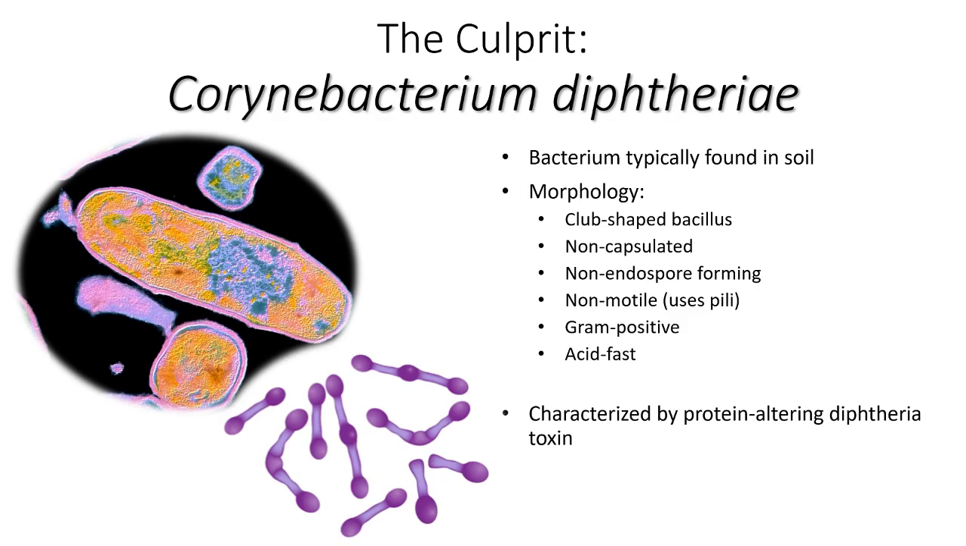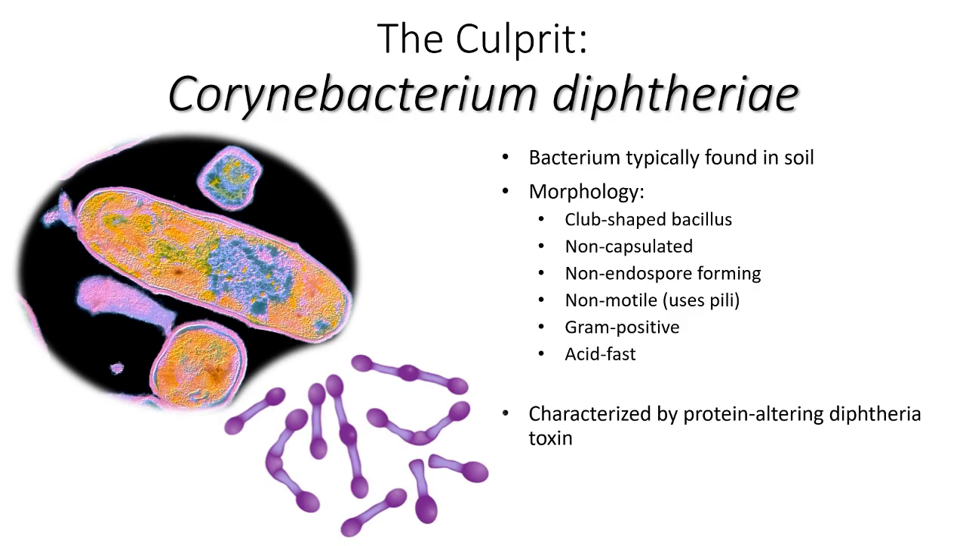This bacterium is also acid-fast, which is similar to the tuberculosis-causing Mycobacterium, meaning it contains mycolic acid in its cell wall, which might make it harder to gram-stain and penetrate with antibiotics. C. diphtheriae is non-motile. It lacks flagella, but it does possess pili that aid in the bacterium's attachment to the mucosa of the respiratory tract.